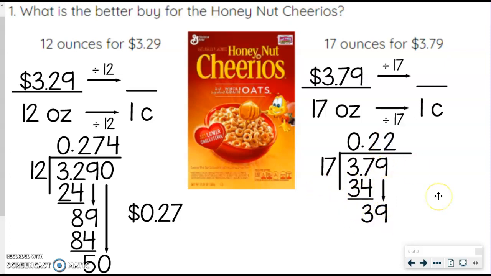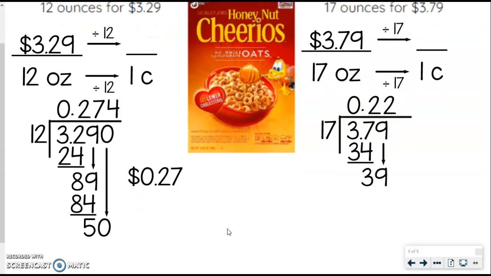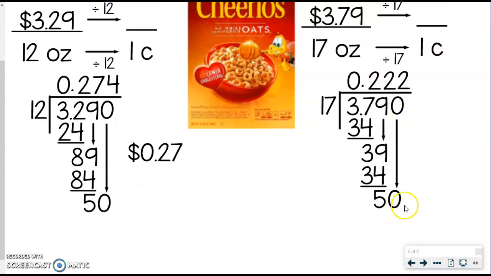So right now you might already be like, hey, that's already going to be less than 27. You are correct. That is going to be the better buy, but let's finish out the problem. We only have a little bit left to do. So 2 times 17 is 34. Subtract, we end up with 5. I'm going to add that 0 and bring it down. And 17 fits into 50 again only 2 times.